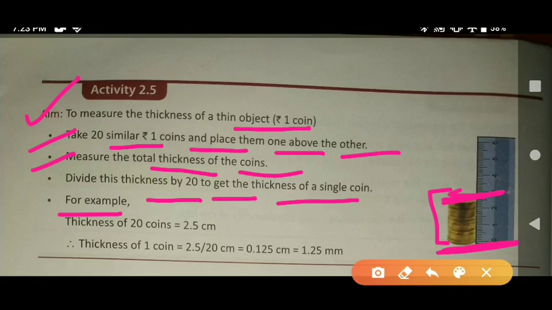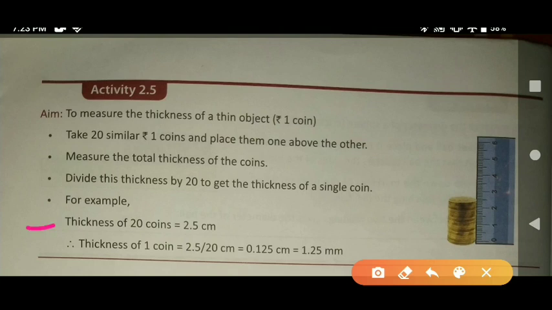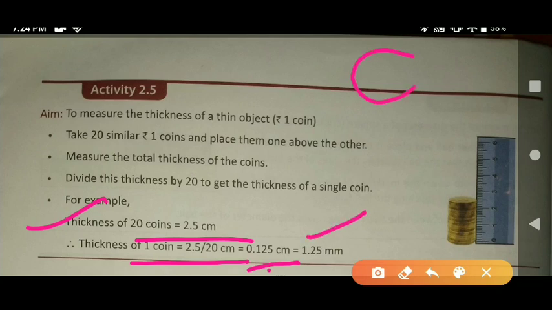For example, the thickness of 20 coins is 2.5 centimeters. The thickness of 1 coin is 2.5 divided by 20. So you will get 0.125 centimeter, or 1.25 mm, as the thickness of 1 coin. So by this we can find the thickness of a coin.